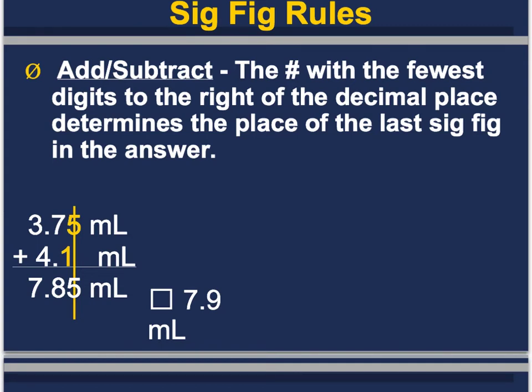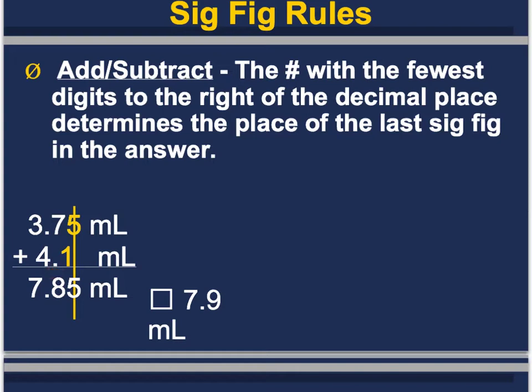Now the rule does change when we do addition and subtraction. The number with the fewest digits to the right of the decimal place determines the place of the last significant figure in the answer. As you can see here, we have 3.75 plus 4.1, and our answer would come out to be this, except we have to adjust our answer to be more correct in science. When we do our answer, we come out with 7.85.